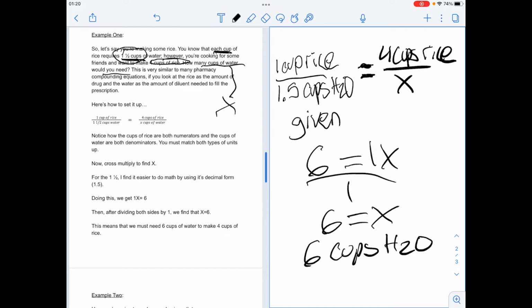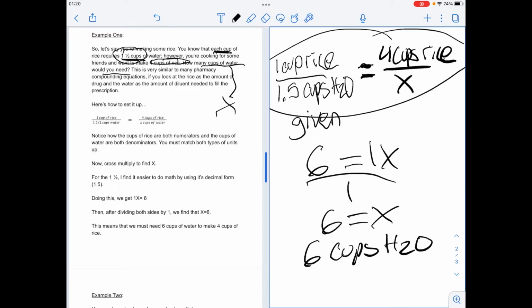So notice that all the units in this equation right here were cups. So that's why I had to specify cups of rice, cups of H2O, because you want to make sure that you make it obvious that you have the right unit in your denominator, because you need to align units. So here I have cups of rice in the denominator for both, in the numerator for both, and then cups of water in the denominator for both. So x would be cups of water.